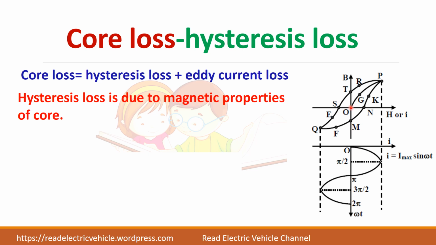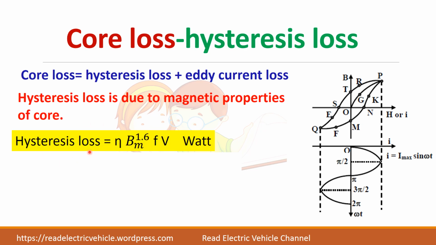So if you see here, when the current increases from 0 to its maximum value, the curve is OGP. But when the current decreases from maximum to 0, it will not follow the same path. Actually, it should have followed the same path and come to 0, but it will not do it. It rather comes to this point T. So even though the current has become 0, the flux density is not 0. So you have to apply in the reverse direction to make this flux density 0. So this leads to hysteresis loss.